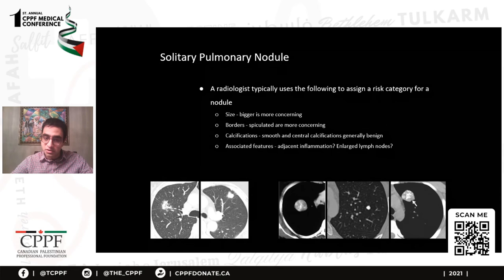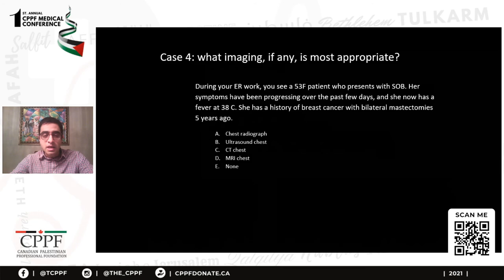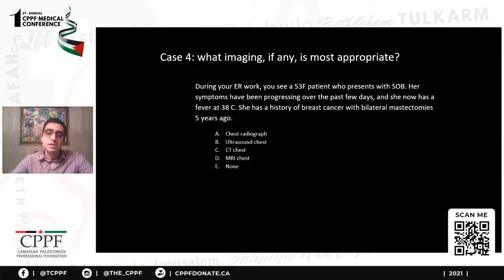All right, so let's do a new case. So during your work in the emergency department, you see a 53-year-old woman who presents with shortness of breath. Her symptoms have been progressing over the past few days, and she now has fever at 38 degrees. She has a history of breast cancer and has had bilateral mastectomies 5 years ago. What imaging, if any, is most appropriate? Chest radiograph, ultrasound chest, CT chest, MRI chest, or none of the above? You have 30 seconds.